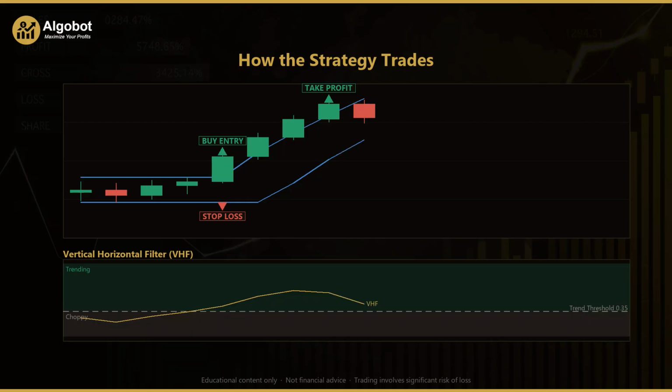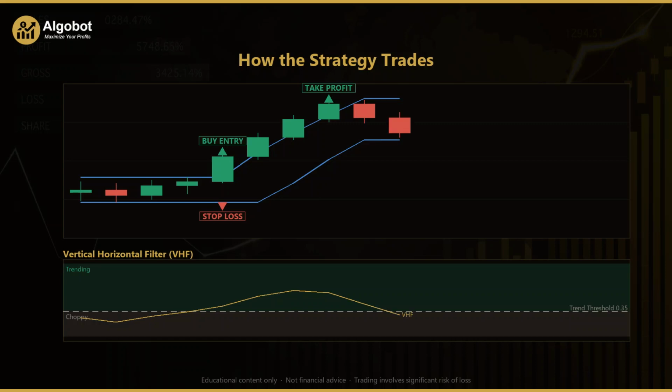The strategy goes long. Notice where the protective stop sits, just below the entry, at 2 times the average true range. And the take profit target sits farther above, at 4 times the range. That 2-to-1 reward to risk shape is built into every trade.